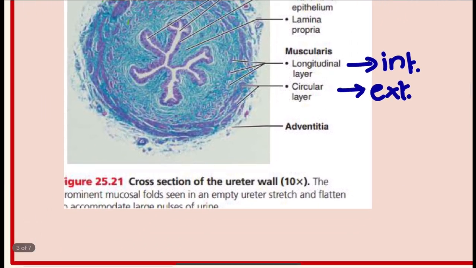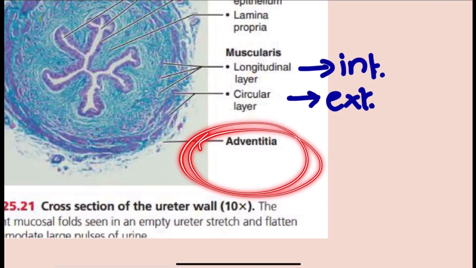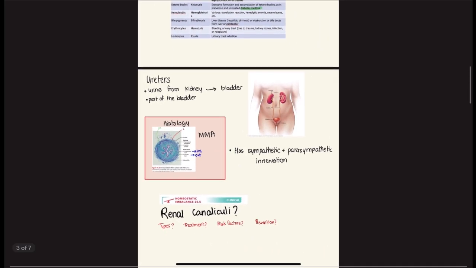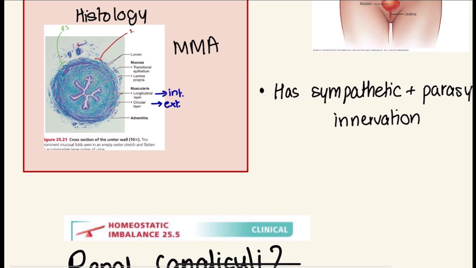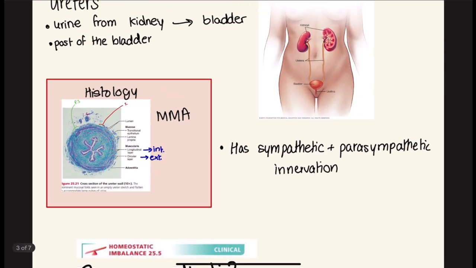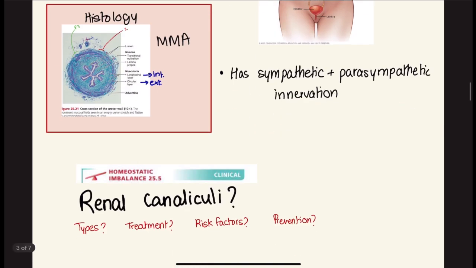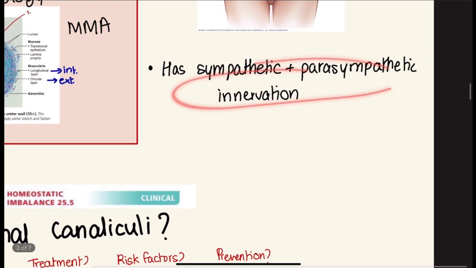So now I'm looking at the adventitia. The adventitia layer is basically going to be an outer fibrous layer, and it's going to provide protection. Okay, now what do we have? The ureters are going to have both sympathetic and parasympathetic innervation. Just remember this part, which kind of makes sense, right?